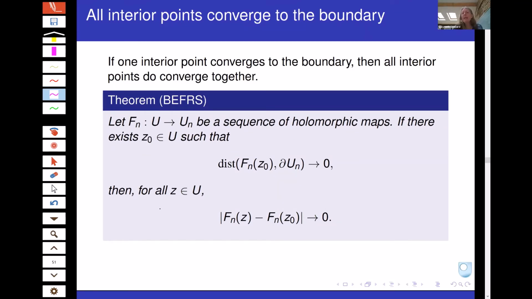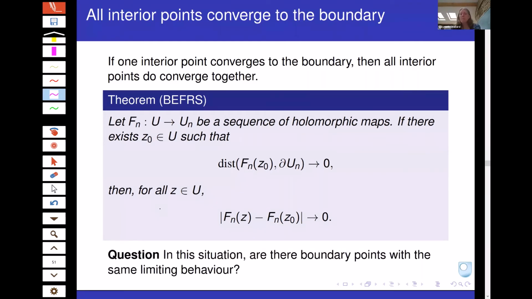Okay, so now we do have a situation where all the interior points are converging together. And then what we were interested in is, okay, so the interior points are getting closer and closer to the boundary, they're all converging together. What can we say about points on the boundary? Do we have boundary points that have the same limiting behavior as all these interior points? So this is really one of the key questions that I want to talk about. So you've got all the interior points going closer and closer together. What happens to points on the boundary? Are there points on the boundary that have this same behavior, and how many points?